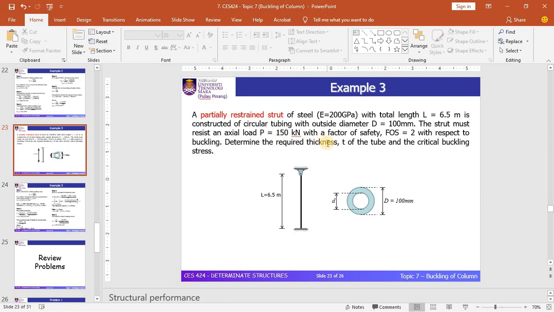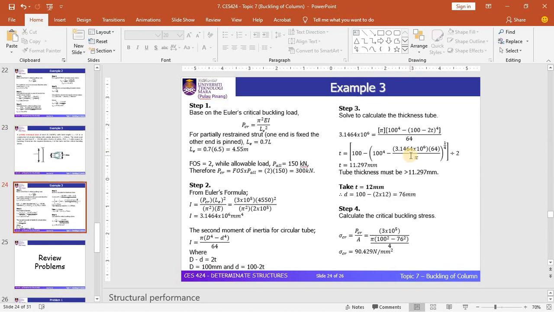We know that the factor of safety is given by P ultimate divided by P allowable, and again the P ultimate in this case is equal to PCR. So let's discuss this example in detail.